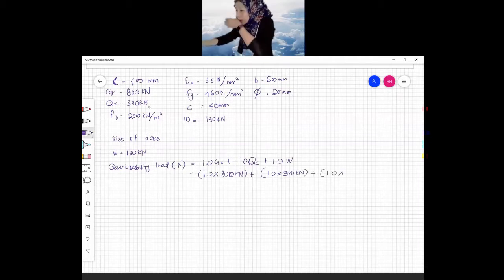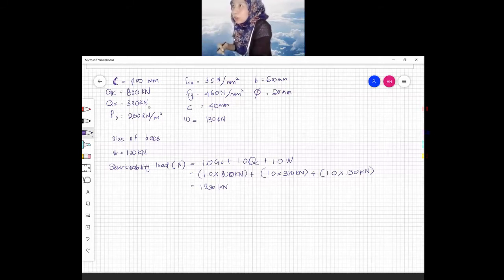So W is 130, that being provided by the question. So here 800 plus 300 is 1100, plus 130, I get 1230 kilonewton.